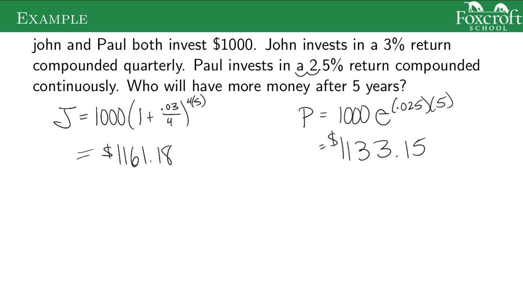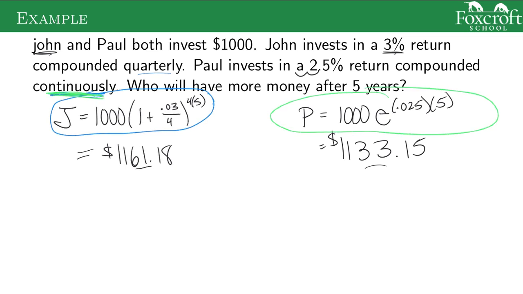So who made more money? John made more money. He had a bigger percentage. So it turns out the percentage is more important than how many times you compound. They were pretty close at the end of the day, about a $30 difference, but having a bigger percentage is going to be more useful. But you can see our two different formulas. If it's compounded some normal number of times, like 4, you use this left-hand formula. If it's compounded continuously, then you use this new formula with that E, that special number in it.